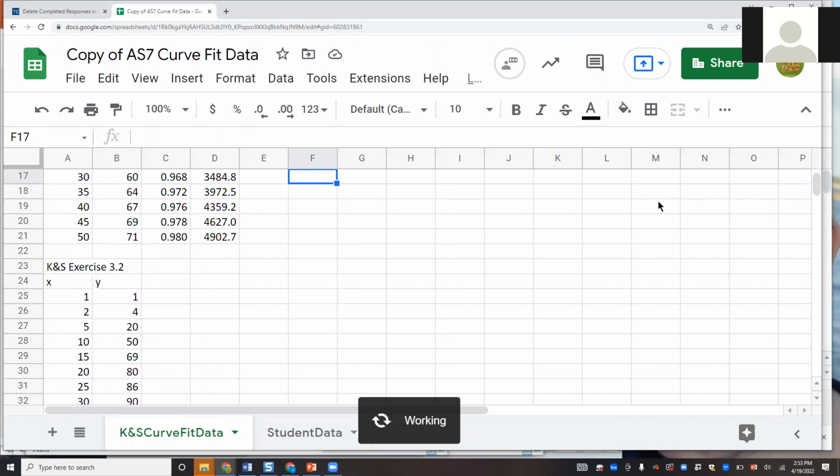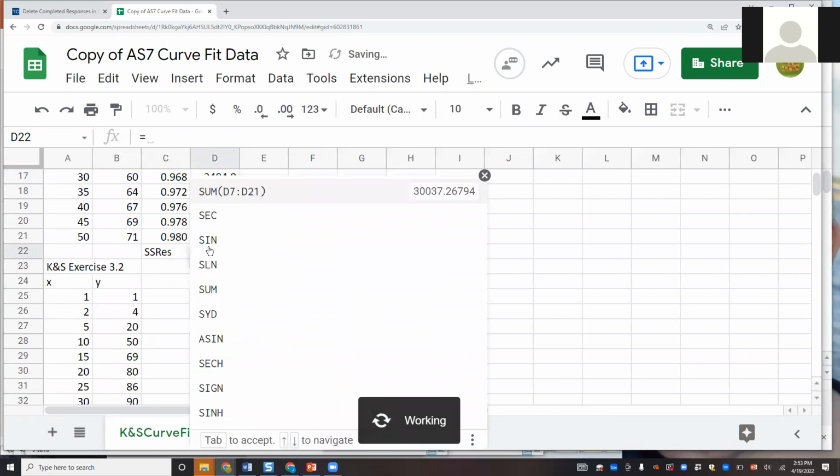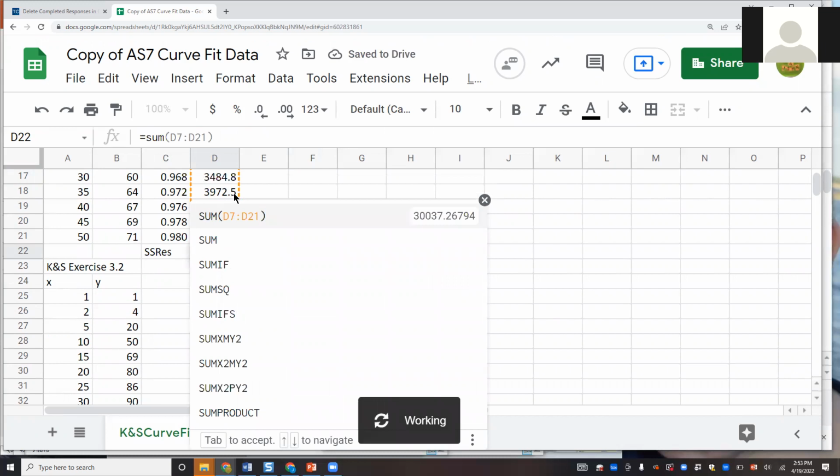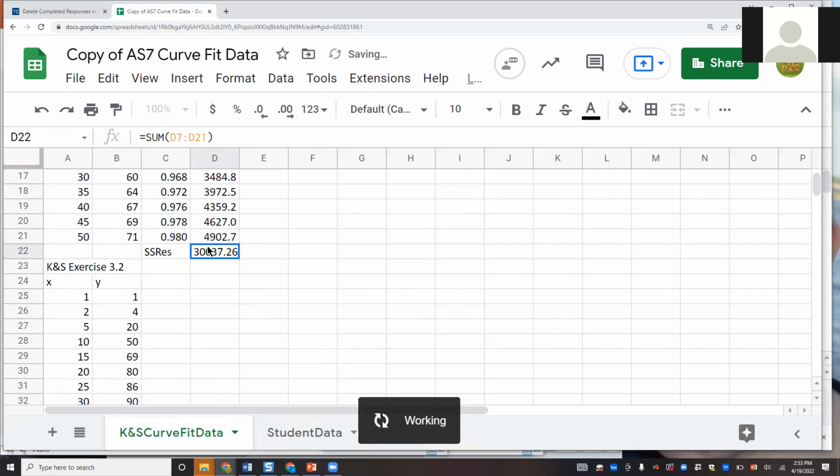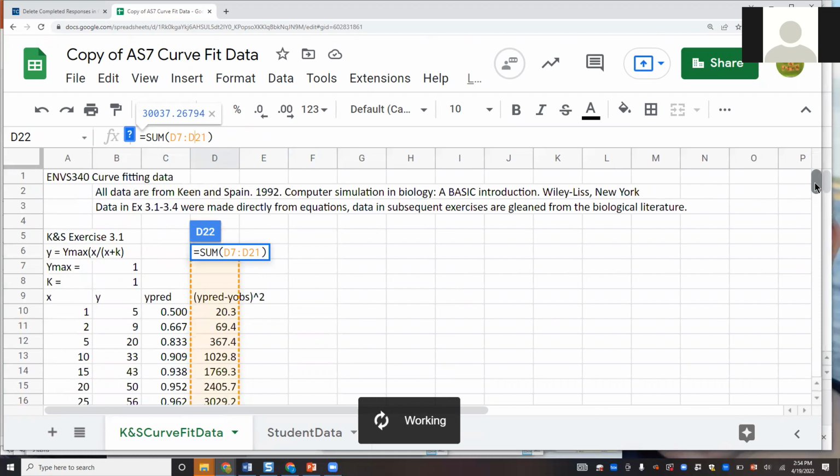So again, at the bottom here, we're going to put SS res, and that's going to equal the sum of all these residuals. And wow, this thing is so smart, it knows what to put in there. I tell you, they must be using... oh no, they're not.